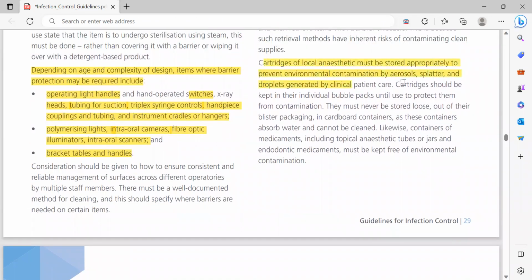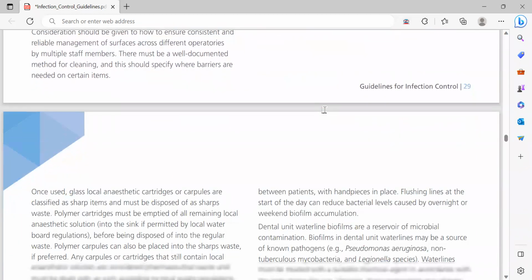Cartridges of local anesthetic must be stored appropriately to prevent environmental contamination by aerosols, splatters, and droplets. Because generally they come in blister packs, they should be placed in those individual packs only. That would protect them from contamination.